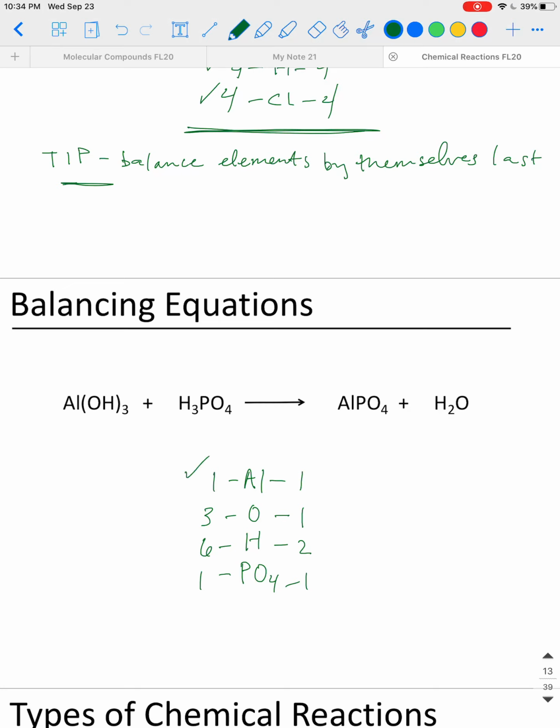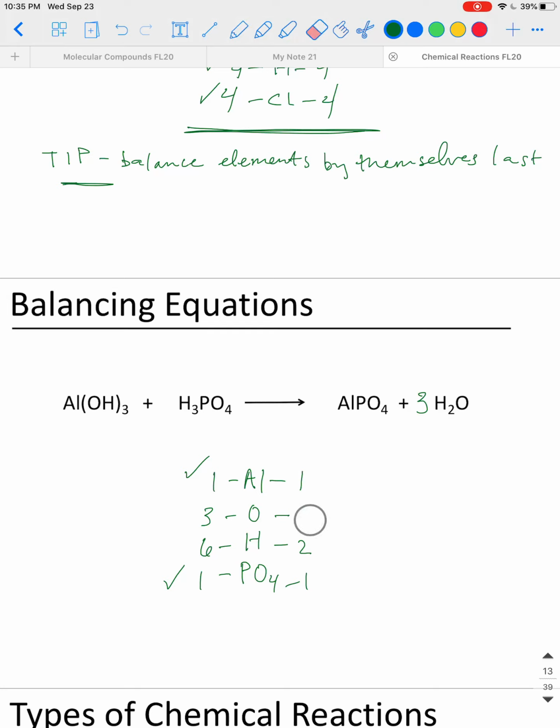So how can I balance this? Well, here's what I noticed. Aluminum and phosphate's already balanced. So I do not want to put anything right here as a coefficient because that would throw my balance off. So I have 3 oxygens, 6 hydrogens. Here's what I notice on the product side. I need to triple my number of oxygens and hydrogens. If I can do that, everything will be balanced. So if I put a 3 right here in front of water, what does that do?